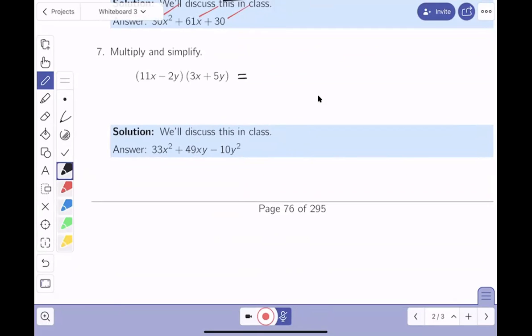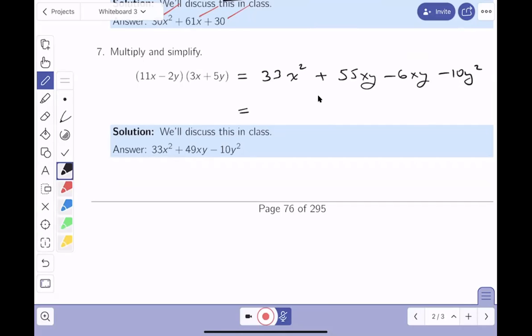11x times 3x is going to be 33x squared. 11x times 5y is going to be 55xy. Whoops, I jumped the gun too quickly. Minus 2y times 3x is minus 6xy. Minus 2y times 5y is minus 10y squared.